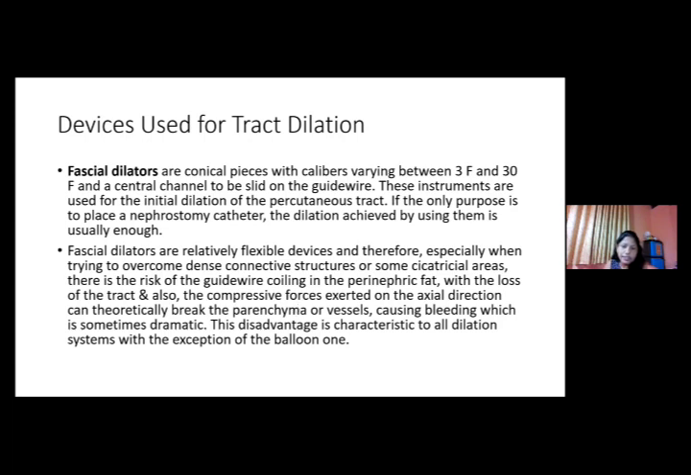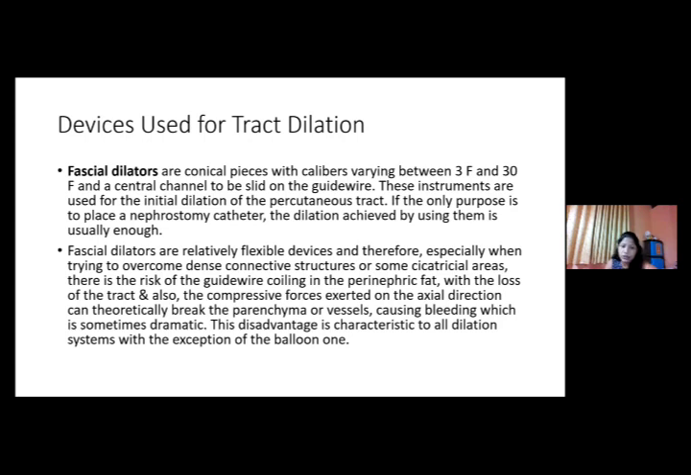So after putting in a guide wire, we insert this fascial dilator. The problem with the fascial dilator is that, because it's flexible, sometimes the guide wire can get coiled in the perinephric fat with a loss of drag. Because of the compressive forces, there can be undetected parenchymal vessel bleeding. And again, the disadvantage is that it's flexible.